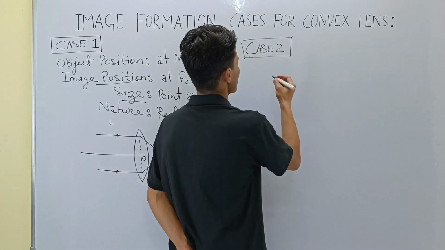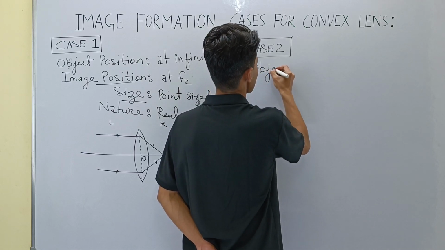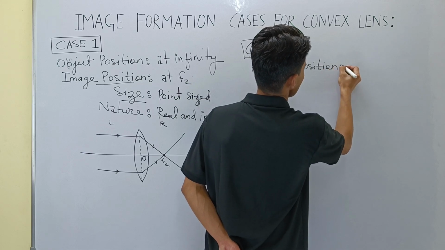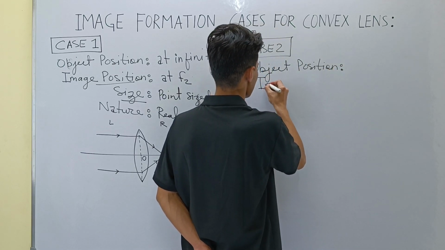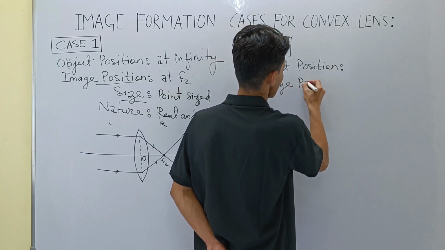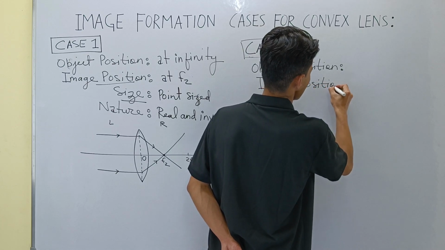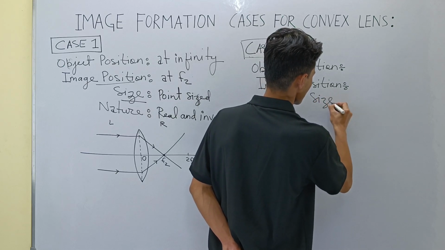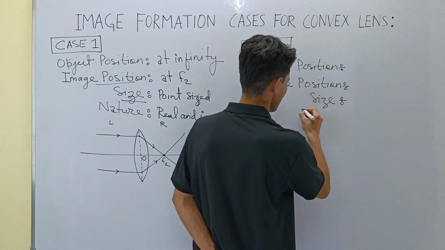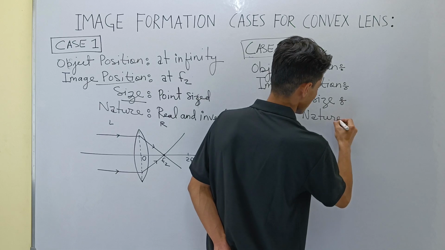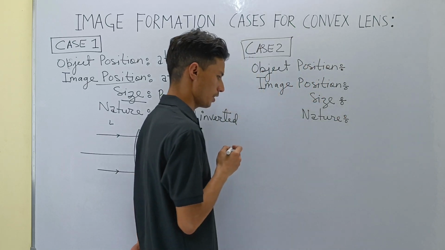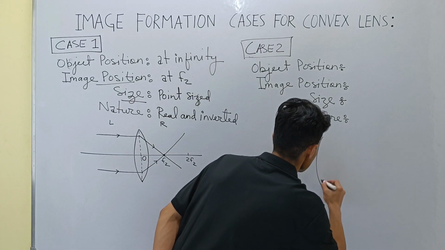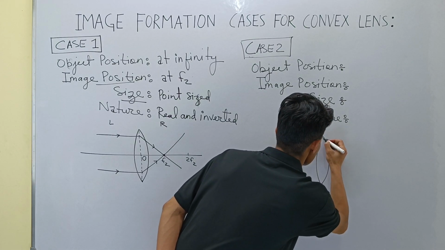So case 2 now. In case 2, again the same thing continues. Object position, we have to write it. Then image position, then we have to write the size also, where what will be the size, and then the nature. Okay, so now time to draw the ray diagram for case 2. In case 2, first of all we'll draw the convex lens. So this is the convex lens.